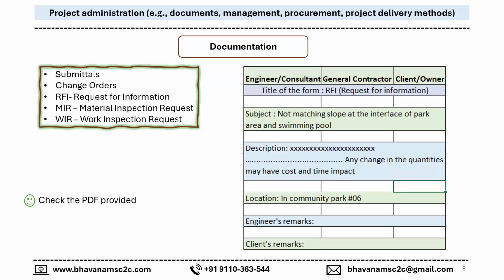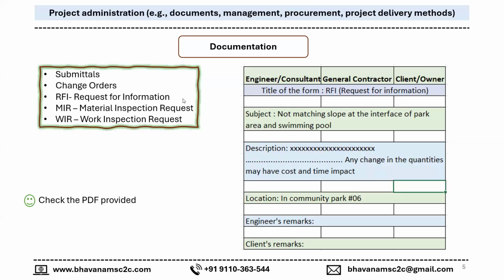So whatever document is raised by the contractor has to pass all three parties within the project, and it has to come back down to the contractor with written comments on it. Similarly, the change orders, RFI, MIR, and WIR too. I believe you are familiar with these terms. Few candidates who are not used to construction might not know what exactly a request for information is.